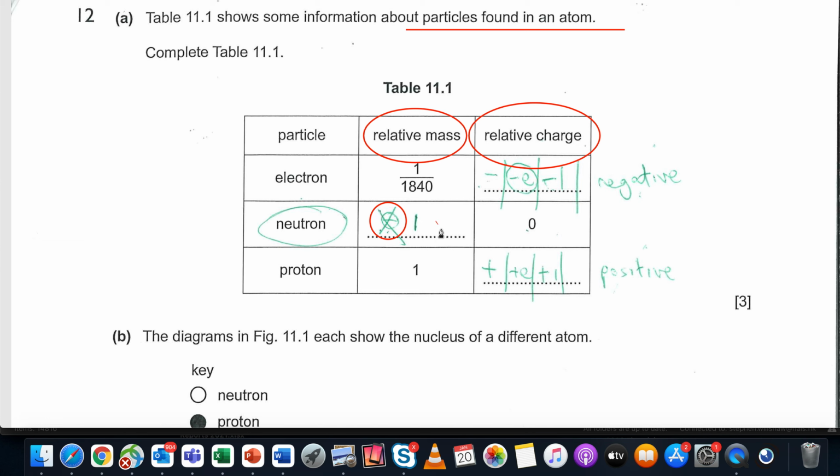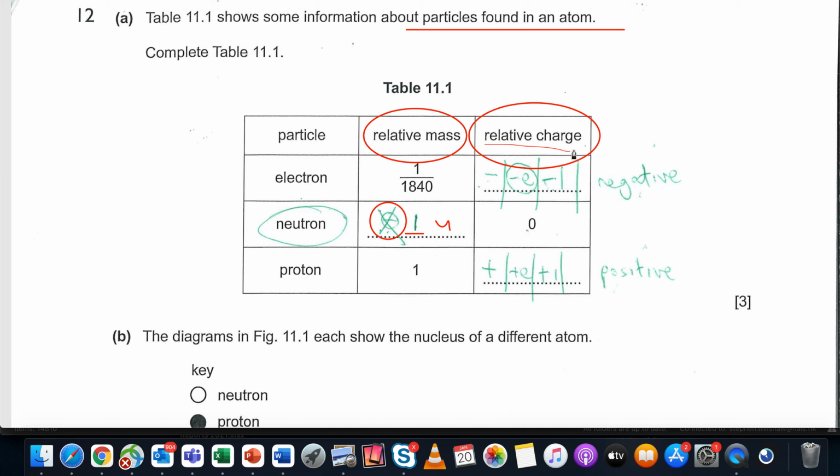Sometimes we write the letter U. It's because sometimes we say the mass is 1U, 1 unit, but you're expected just to write the number 1 here. No need for a plus or a minus, just a 1.